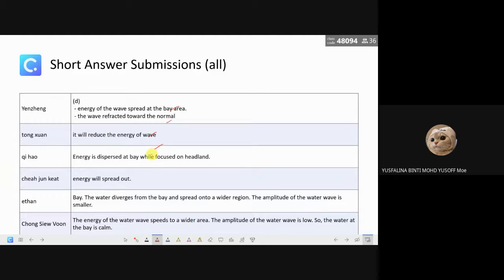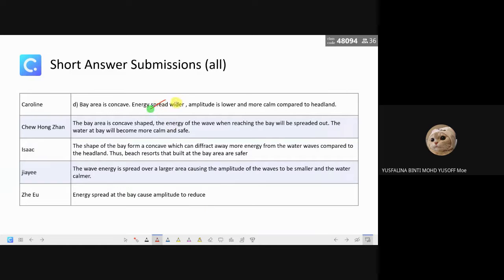In focus, disperse, right? Energy will spread out. If you said this one only 1 point, and this one also 1 point, it should be 2 sentences. Okay, very good. This one is only 1 mark.